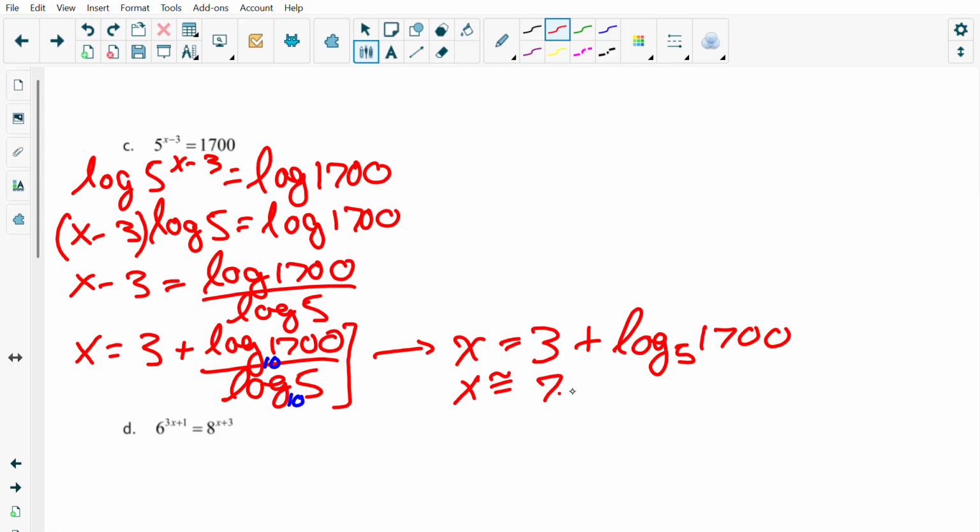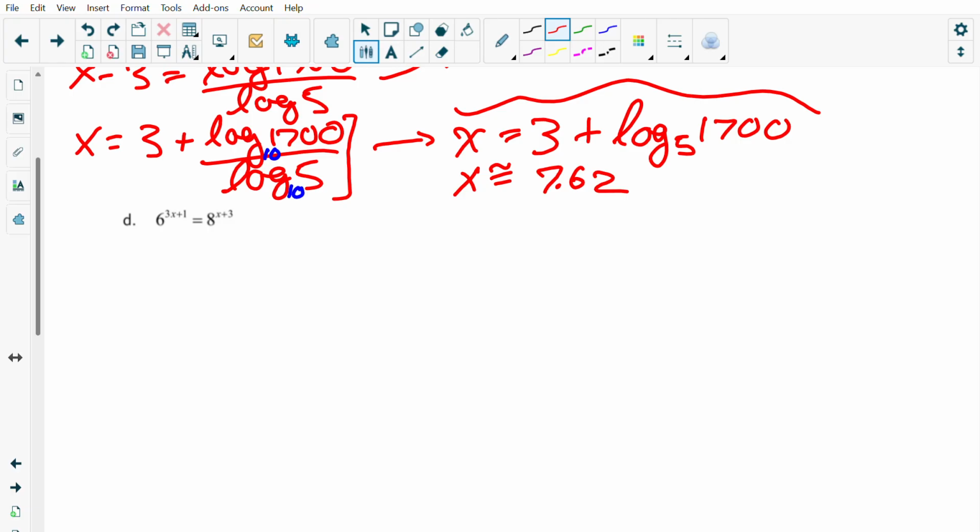That is 7.62, rounded. Okay, and that's calculating this. Let's calculate this without the change of base identity: 3 plus log of 1,700 divided by log of 5. Same answer, so 7.62. Be able to convert back and forth, okay?